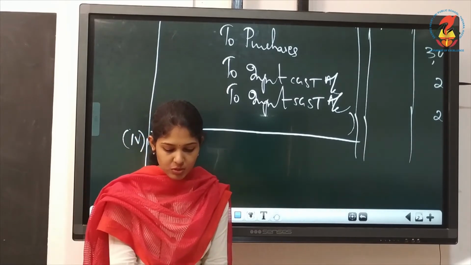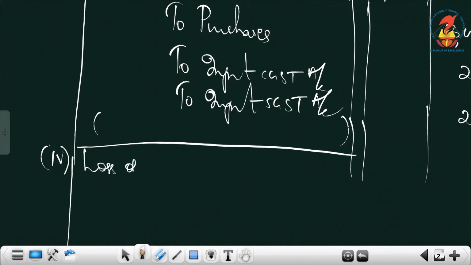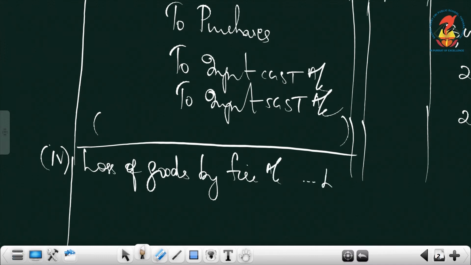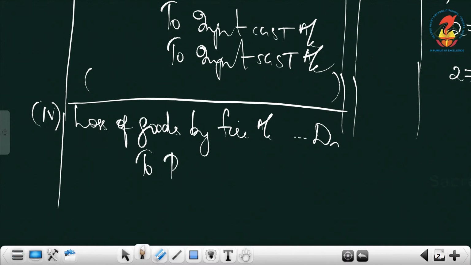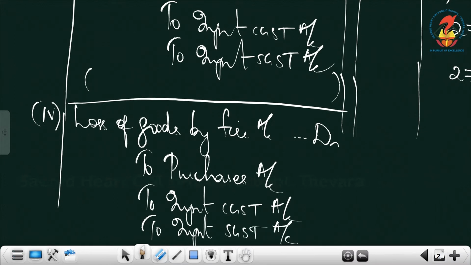And purchases, here the goods figure is 5000, so the entry we can write as loss of stock, or here you can write specifically goods. Loss of goods by fire account debtor. You can write stock also, that is correct. To purchases account, to input CGST account, to input SGST account.